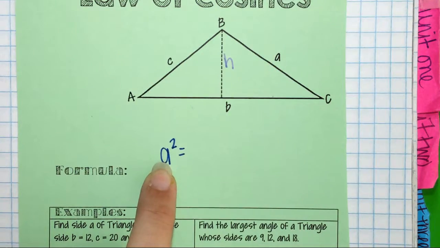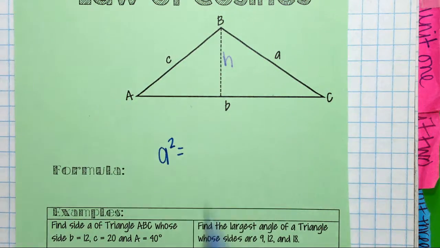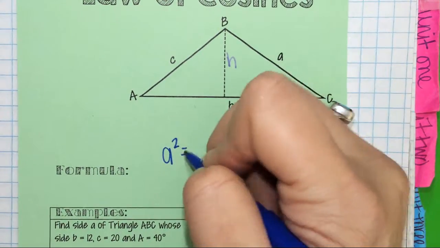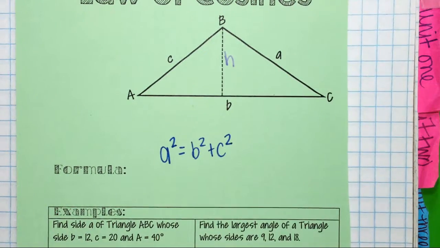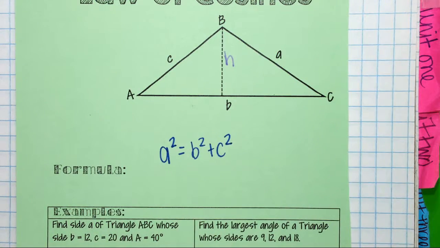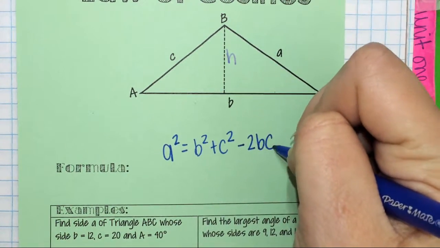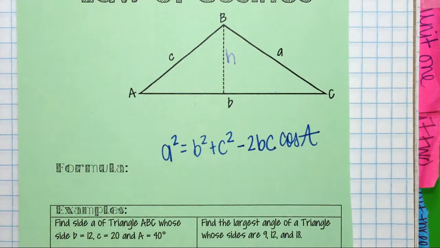Now what does a lowercase a represent? Does it represent an angle or a side? A side. Awesome. And what does uppercase A represent? An angle. Awesome. So a squared is going to equal b squared plus c squared. What does that look like? Pythagorean theorem. Good. Take a point. Minus 2bc cosine of A.